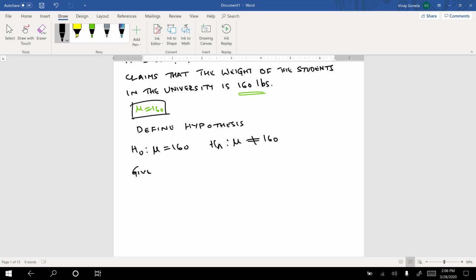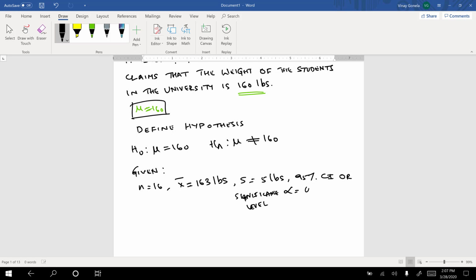So this is all given. You collected a sample of 16 students, and the mean weight of those 16 students, x bar, is 163 pounds, and the standard deviation of those 16 students is 5 pounds, and you wanted a 95% confidence interval, or your significance level alpha is 0.05. So all this will be given.